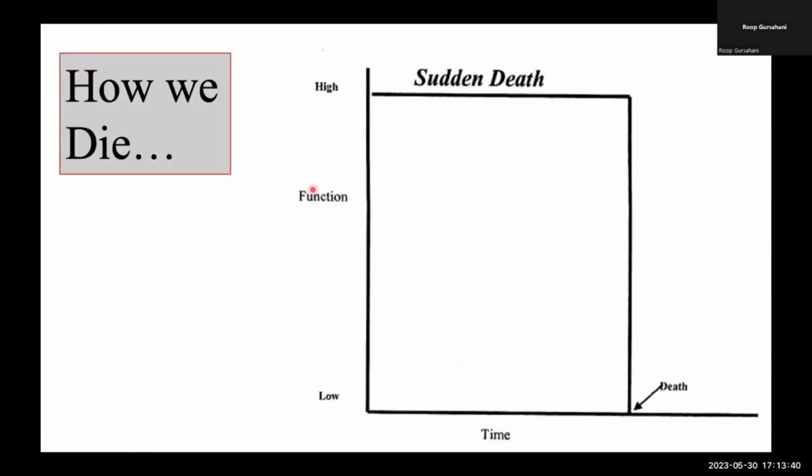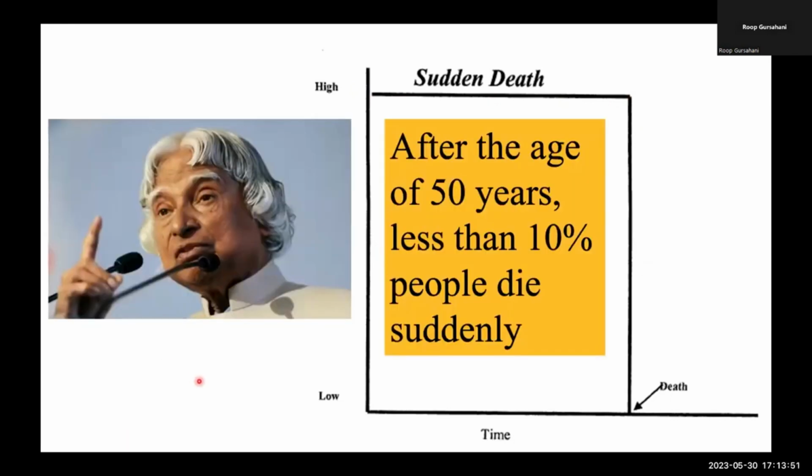If you look at sudden death, somebody who's functionally completely okay, and then boom, drops down dead. This actually is pretty unusual after the age of 50 years. People who indulge in risky behaviors, they could be terrorists or soldiers, they could be executives smoking too much, they could be motorcycle riders riding without helmets, whatever it is. Generally, the implications of all these risky behaviors play themselves out by the age of 50. And after the age of 50 years, only about 7% of people die suddenly.